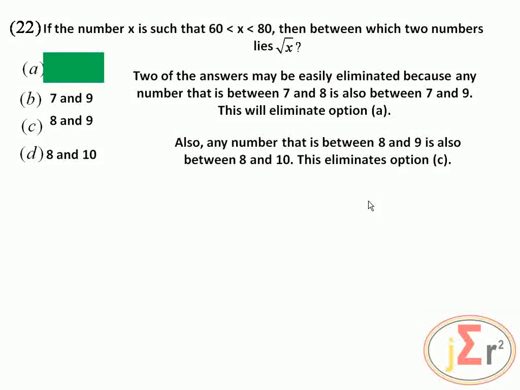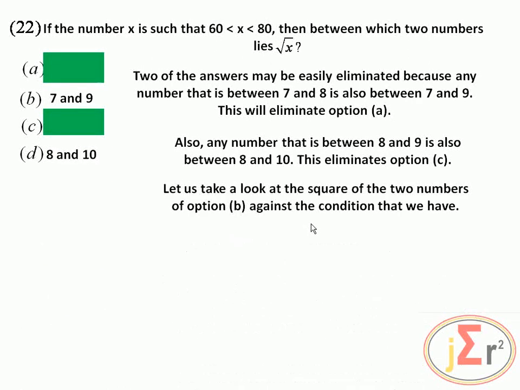Also, any number that is between 8 and 9 is also between 8 and 10. And this will eliminate option C. Right. So if a number is between 8 and 9, that number is sure to be between 8 and 10. So we may take that one out also. And we have only two options to wrestle with.